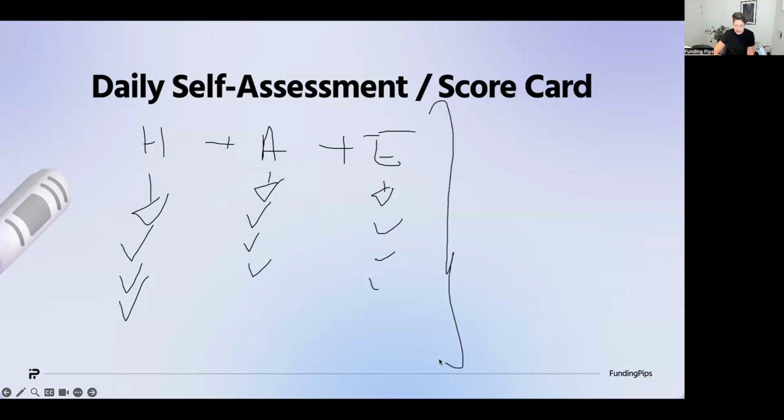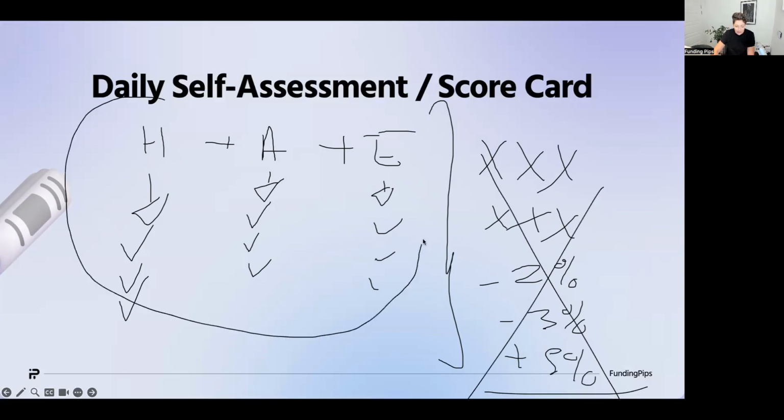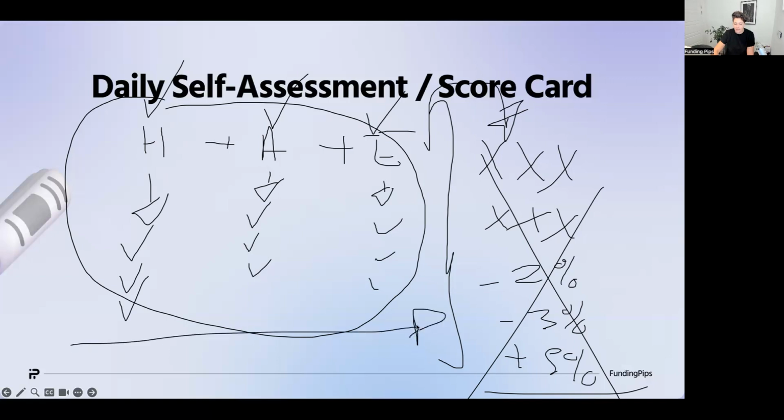Now, the point is here, I don't care about your trading outcome, whether you're on minus 2%, whether you're on minus 3%, whether you took plus 5% profit. I don't care about the daily outcome. I care about the process and your performance. Because once this is going well, the outcomes will follow. Okay? I really, really, really want to highlight that.